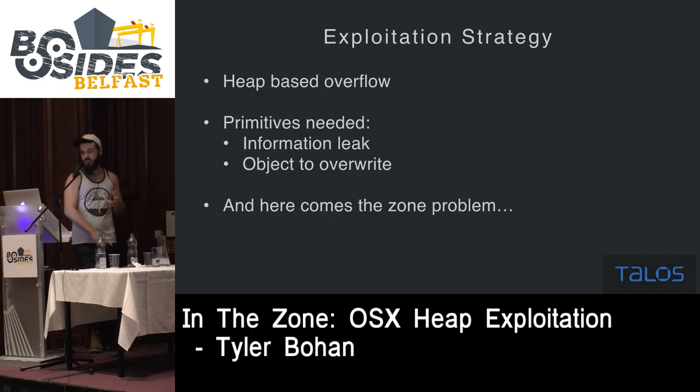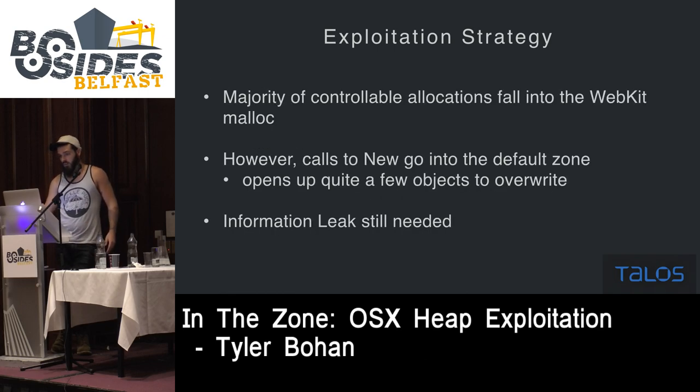So what do we need? We need an information leak, and we need an object overwrite. The object overwrite was really easy. Core Foundation allocates so many objects. That was really simple. The difficult part was the information leak. But pretty much every allocation you control from JavaScript falls in WebKit malloc, but every call to new falls in default malloc.